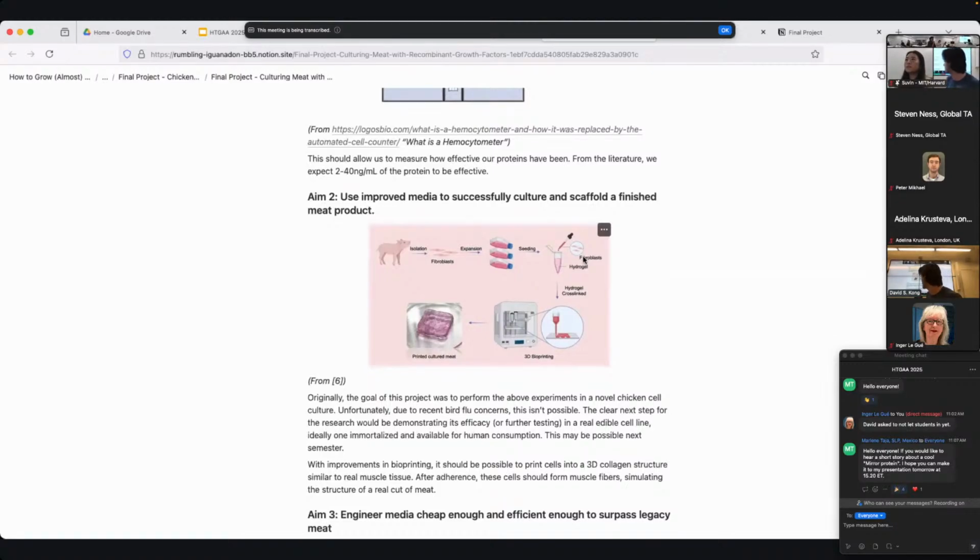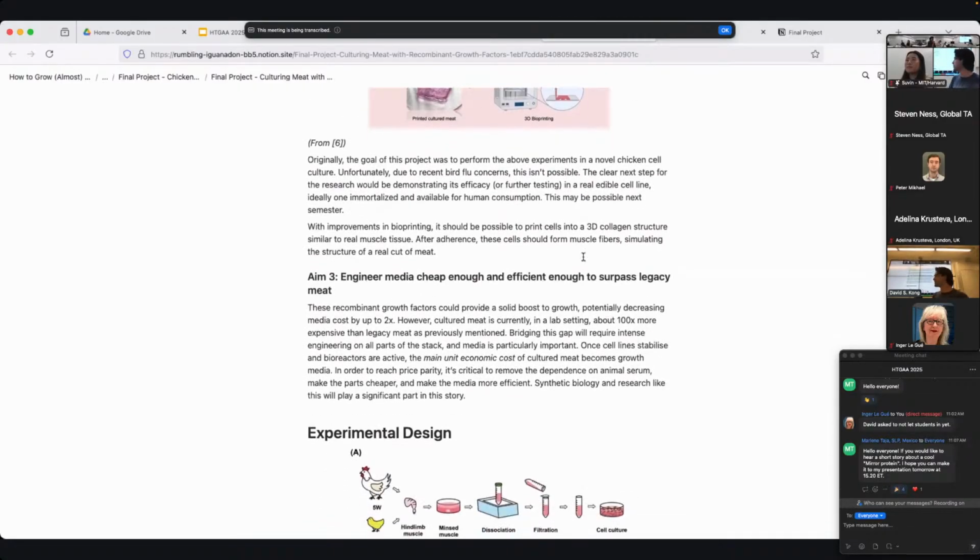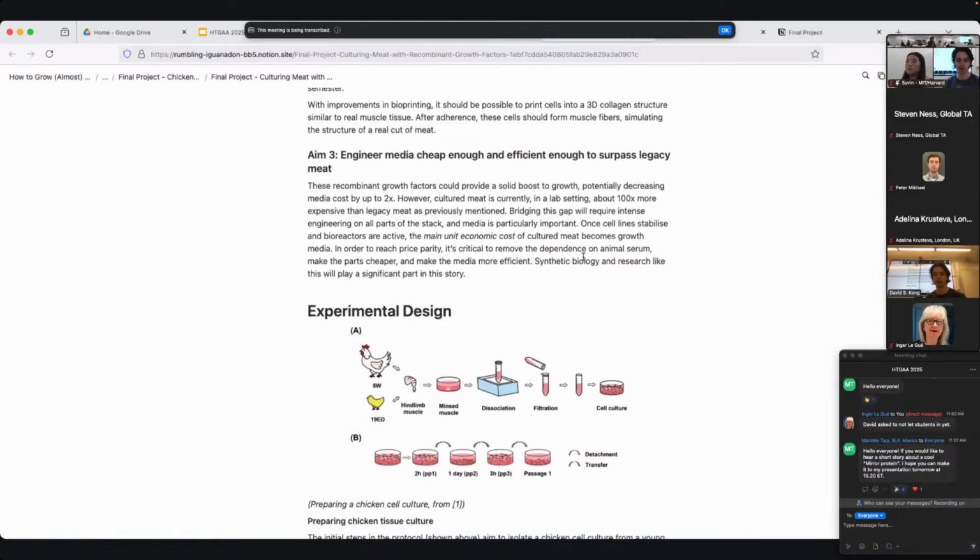Looks a bit weird here, but and then finally, like I said, the goal of the entire agenda is to get the cost of growth media down to the point where these things are actually edible products and can be sold at the same price as regular meat.